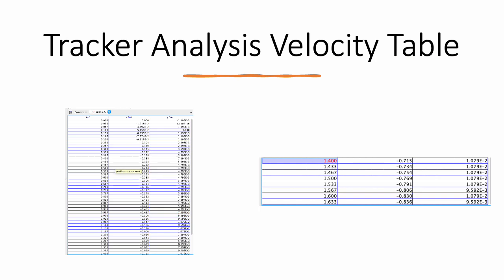So these are the table and the values of the position from the Tracker app. And as you can see, the position ended around 1.633, or at negative 0.836 at a time of 1.633 seconds.